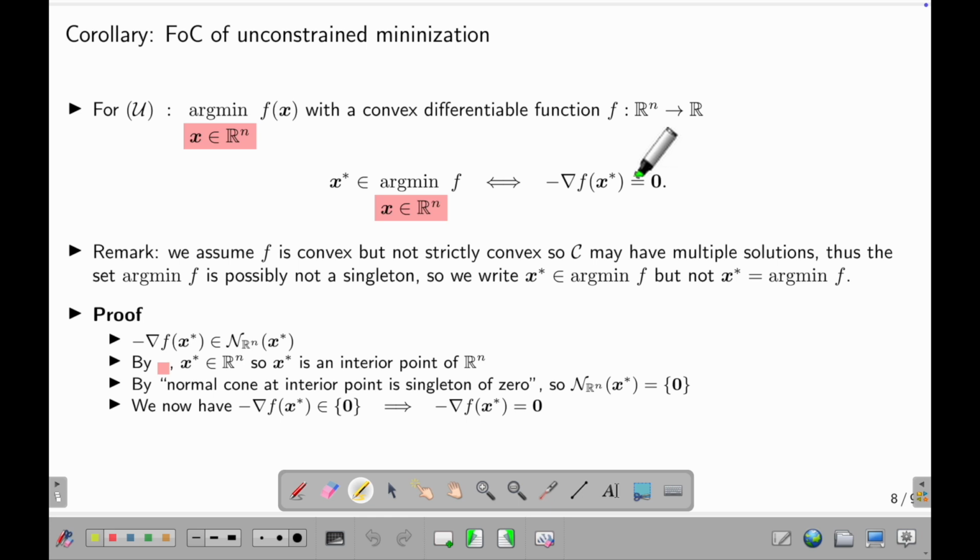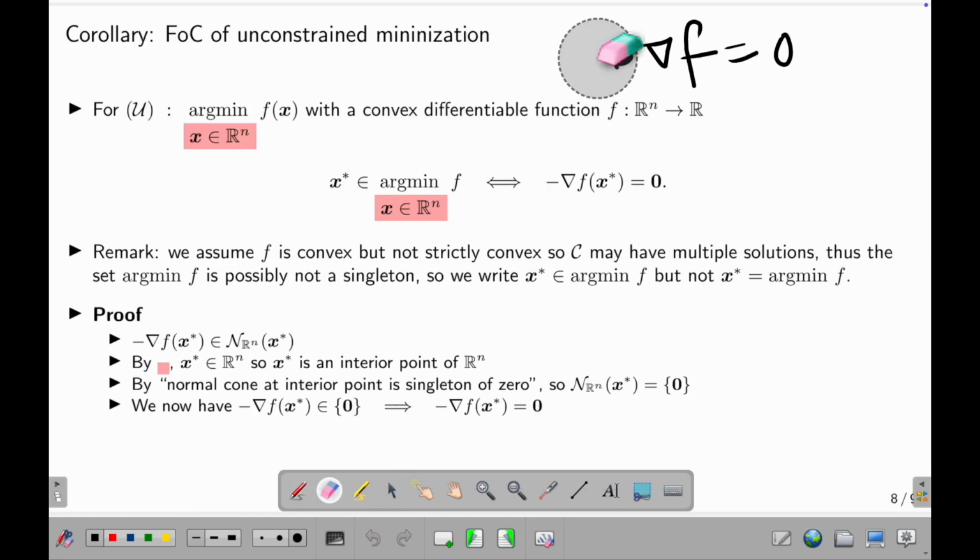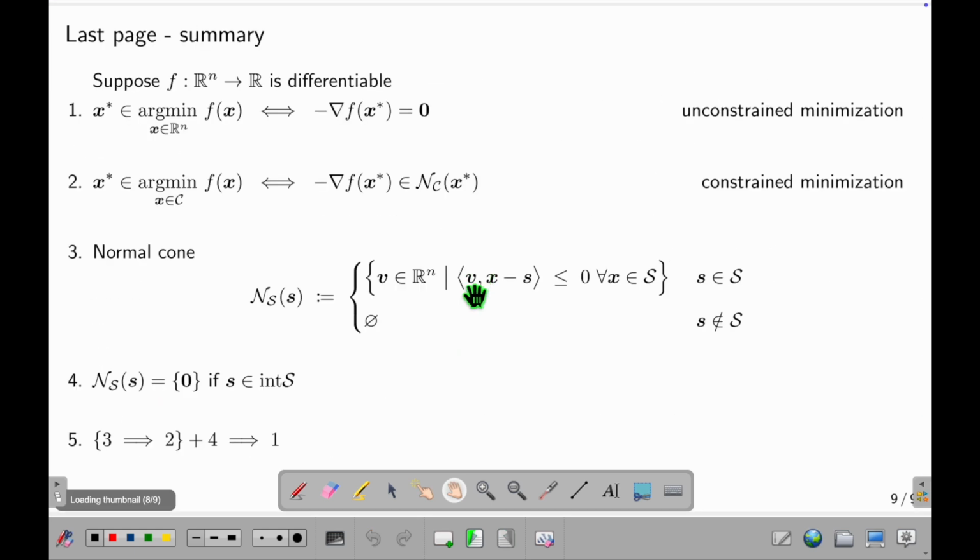Here's an important thing. Usually people will say, oh, it's gradient equals 0. No, it's this thing equals 0. People skip this part, then they forget that actually it's the negative gradient in the normal cone. Mathematically that is correct, but it means you don't understand the normal cone. It should be this. Okay, so how do you prove it? I just said that the normal cone at an interior point is a singleton. Why? Because R^n is the whole space, so any point is always inside the interior. Done.